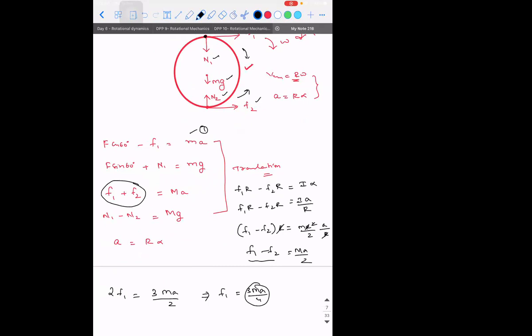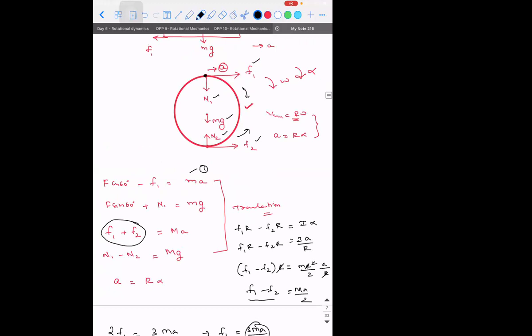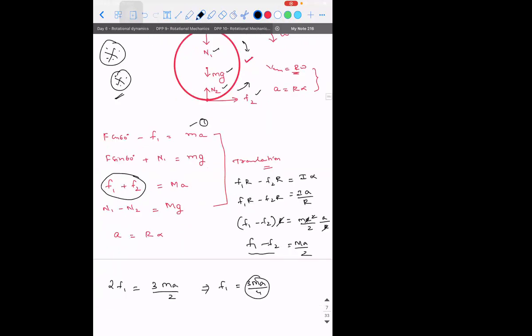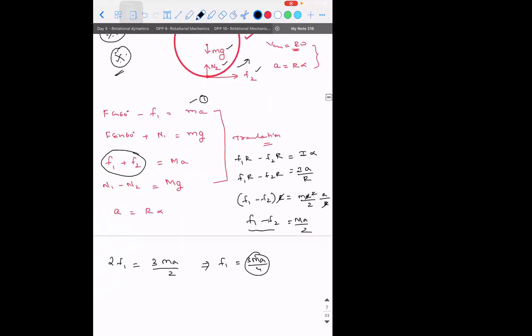Is there any doubt? See, this is a very, very good problem because it involves many concepts. Try these kind of problems. Okay, you can expect these questions. Guys, am I clear? Is there anything that is confusing you?